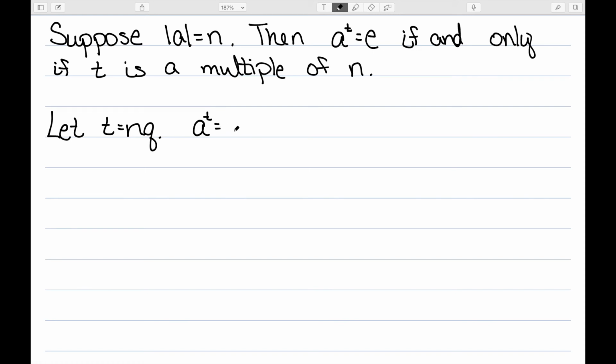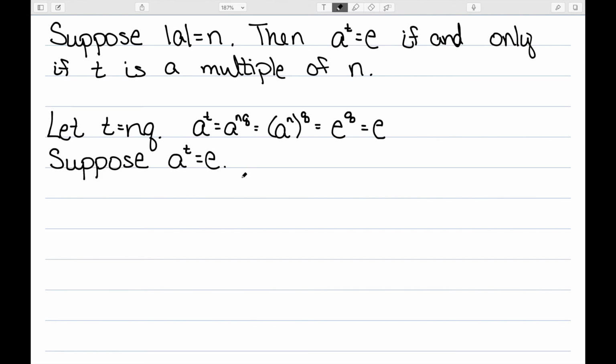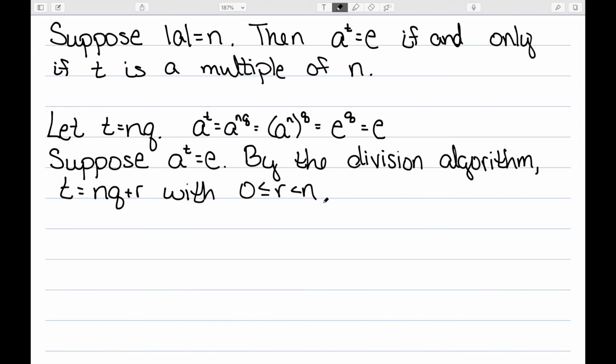Well, a to the t would be the same thing as a to the nq. Properties of exponents say this is the same thing as a to the n to the q power. A to the n is the identity, and the identity to the q power is e. So if t is a multiple of n, then we do get back to the identity. Now we need to go the other way. Let's suppose a to the t is equal to the identity. The division algorithm then gives us that t is equal to nq plus r, with 0 less than or equal to r less than n.